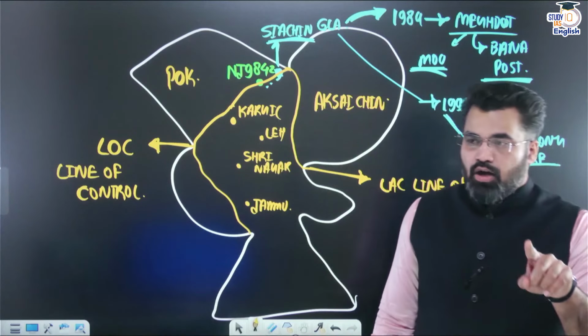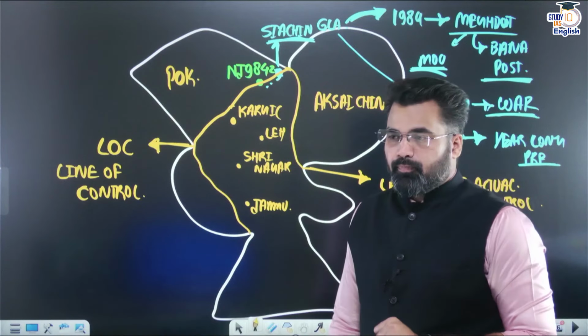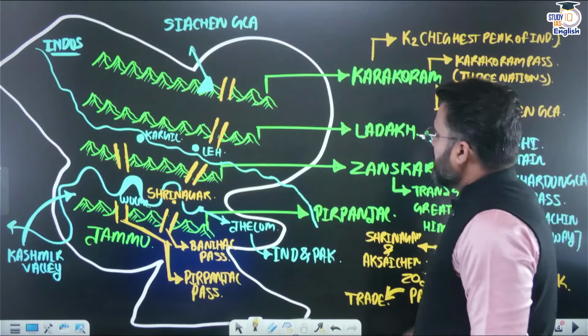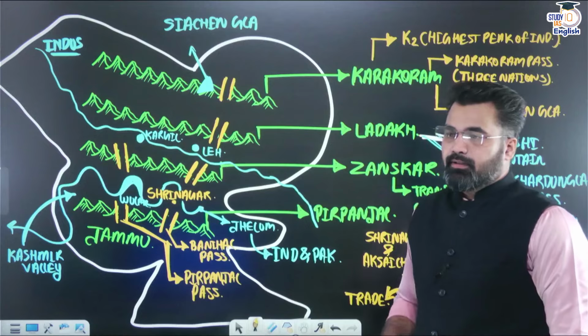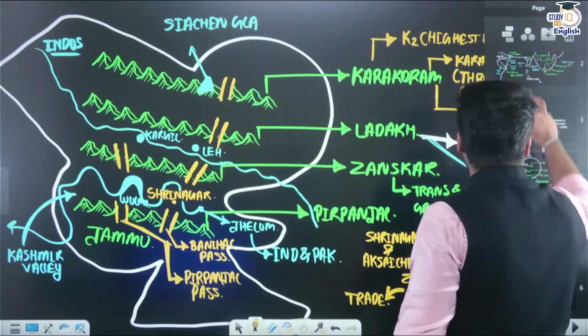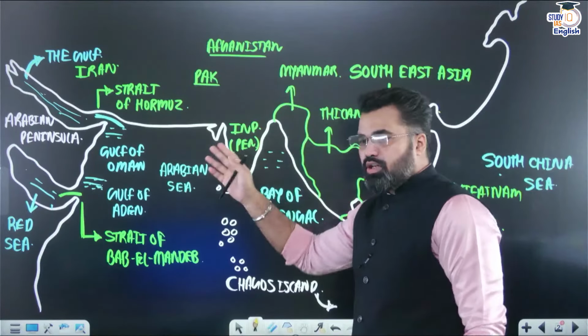Write it down in your notebook. Fine. These are the important ranges. These are the important locations and the passes. Fine. I hope these things are clear in your mind, as well as the Southeast Asia locations.